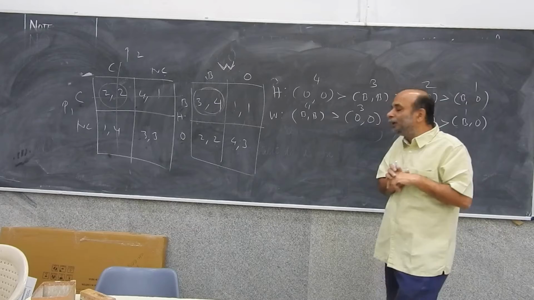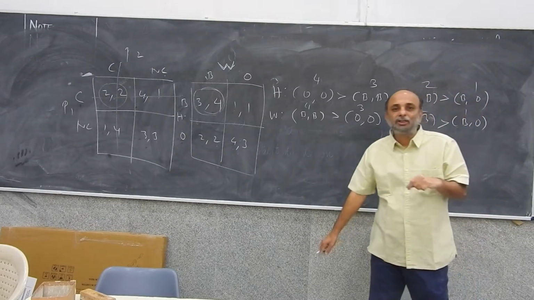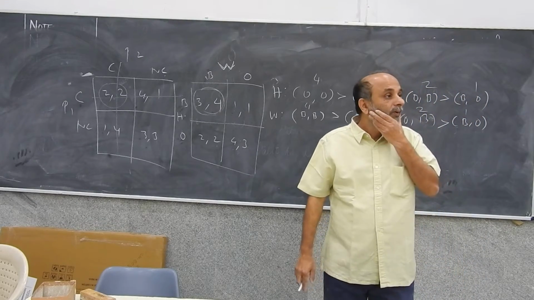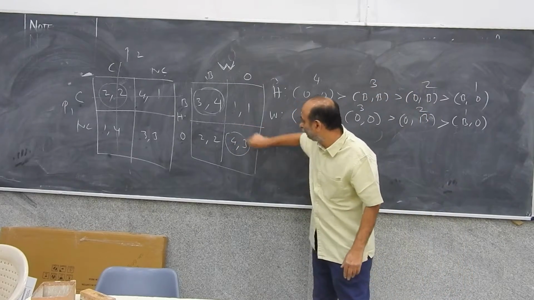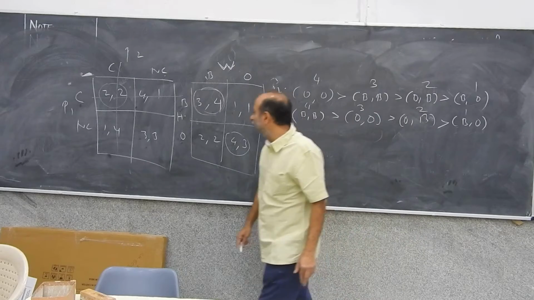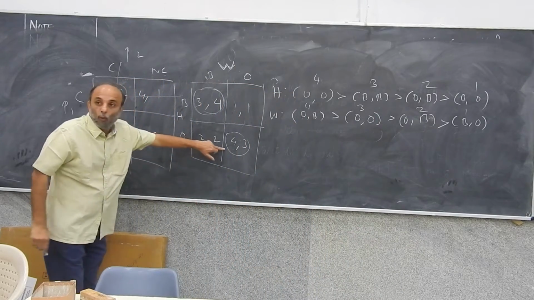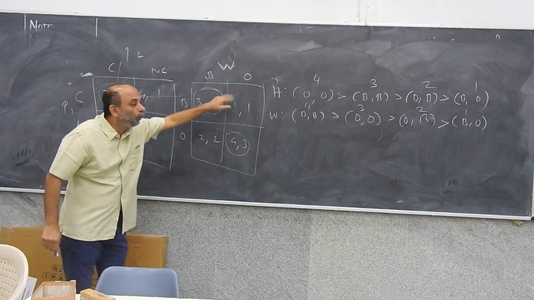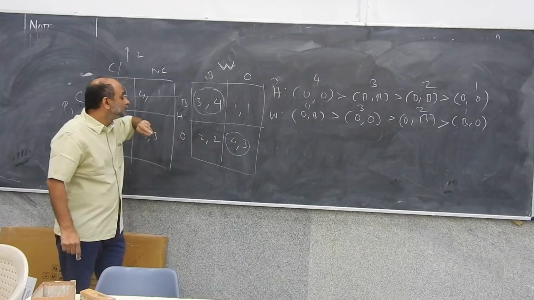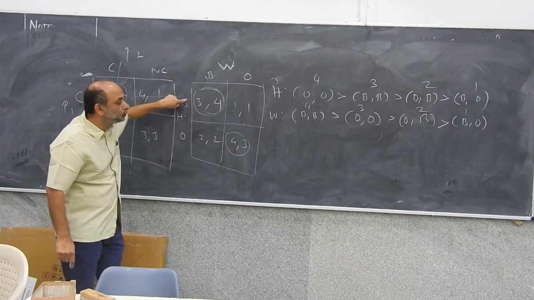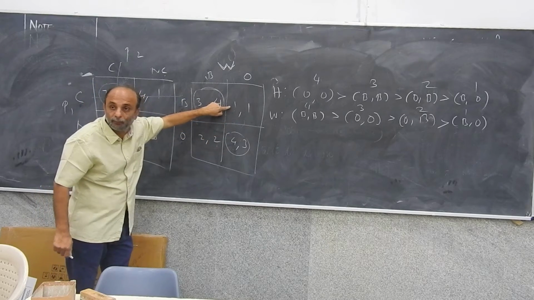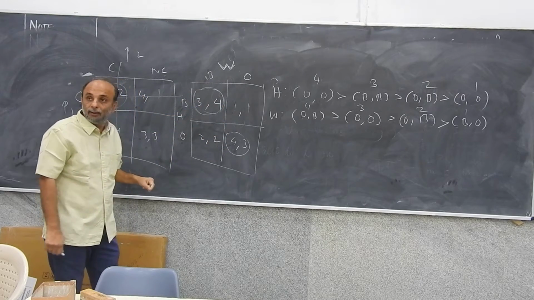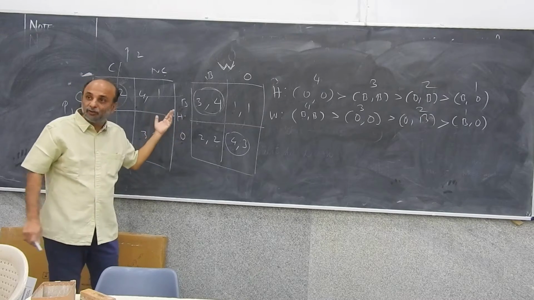Is that the only Nash equilibrium in this game, or are there other Nash equilibria? Yes, OO is also a Nash equilibrium. Why? Because if the husband is choosing O and the wife is choosing O, does the husband have an incentive to choose B? No. Because his payoff will go from 4 to 1. And similarly for the wife.